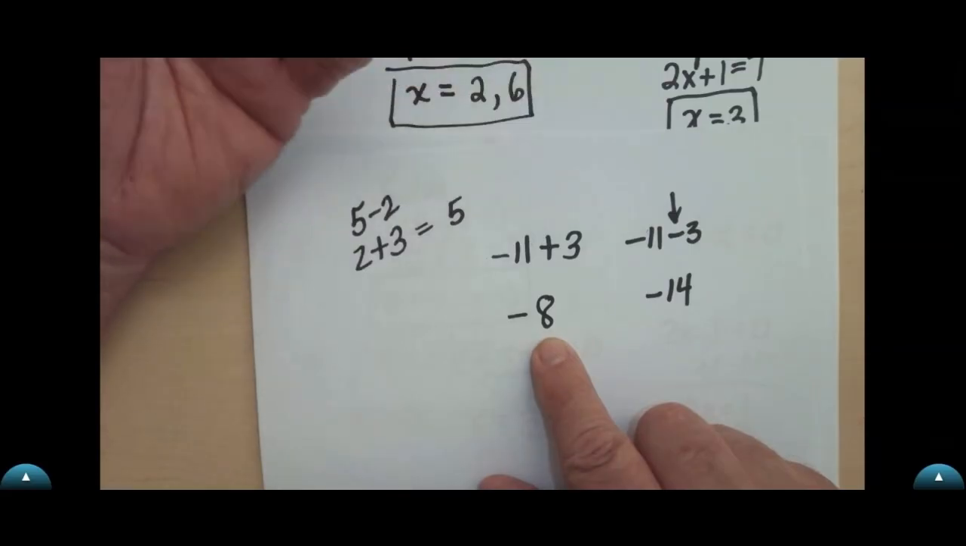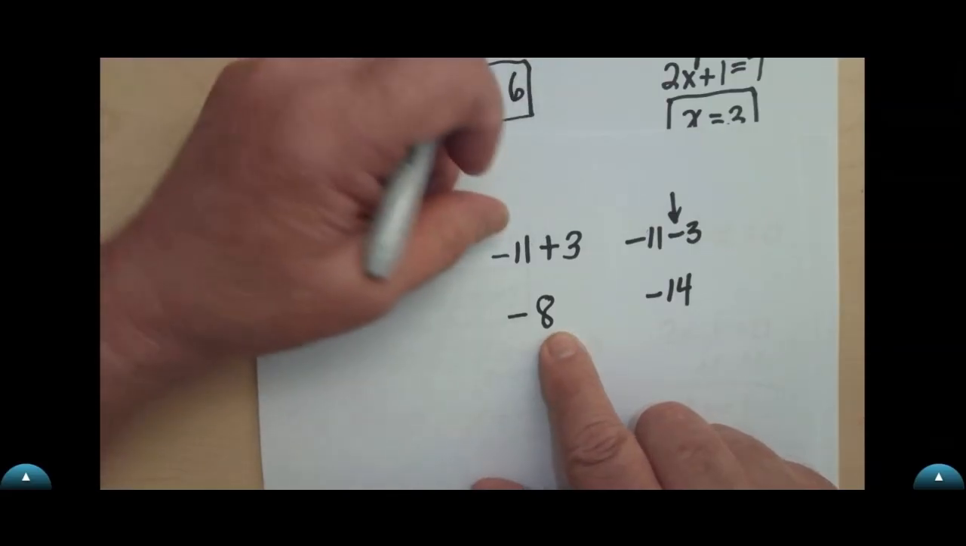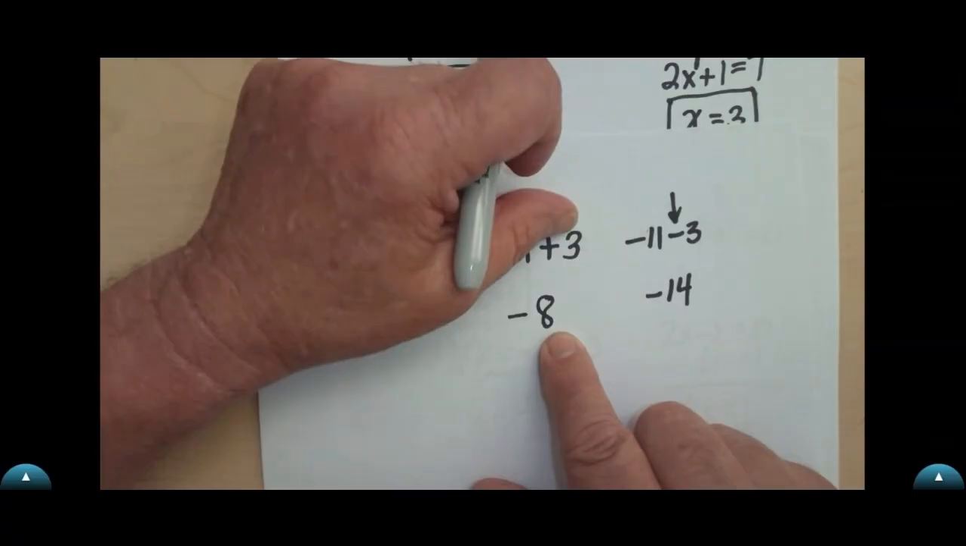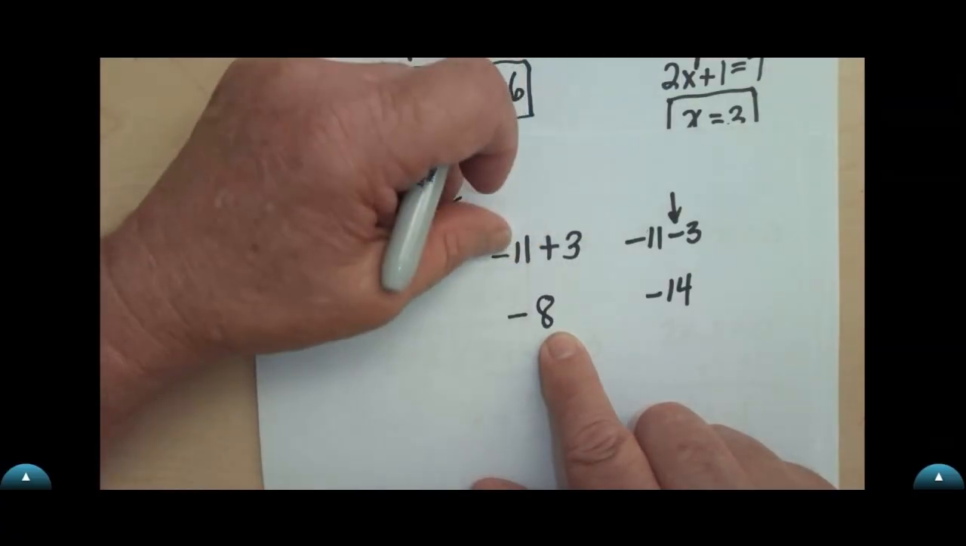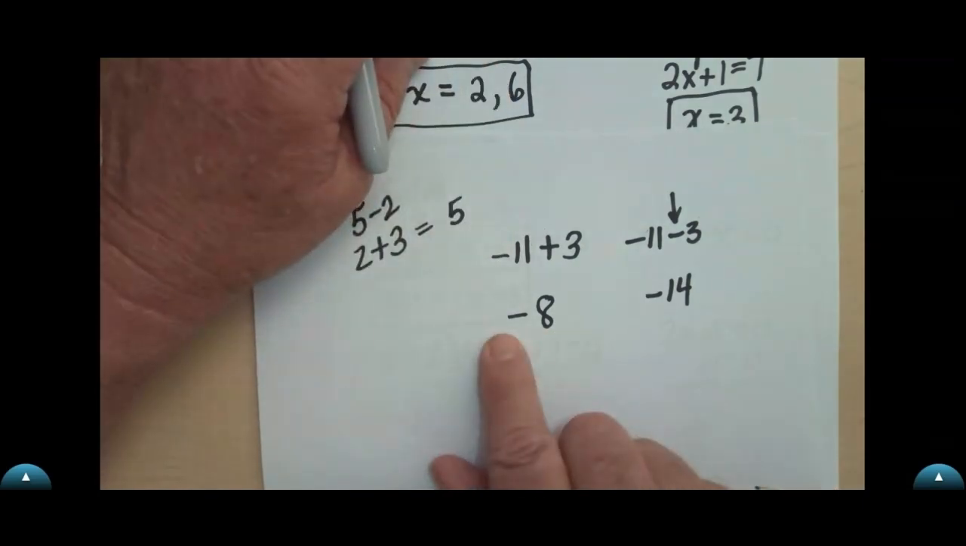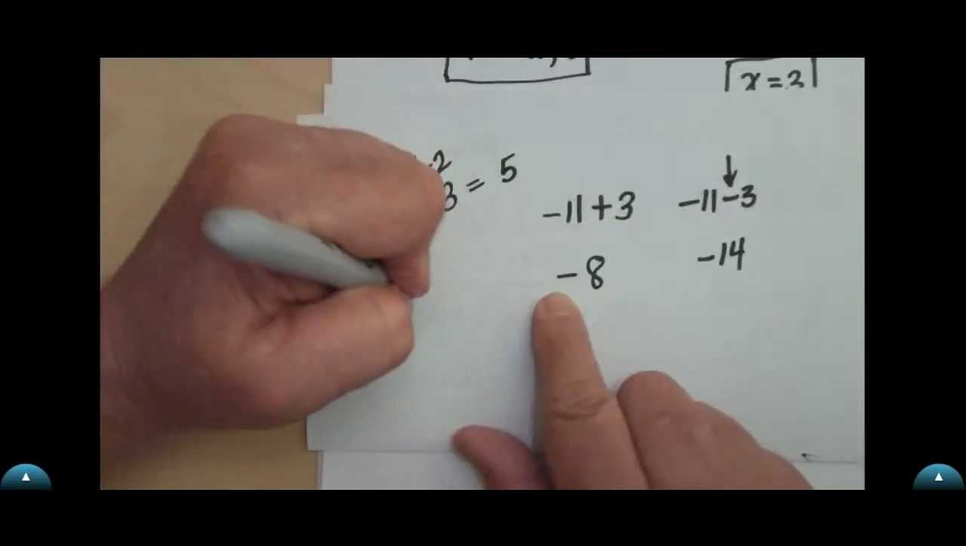So I subtract. I just do 11 take away 3 is 8. Then I look at the numbers. 11 is bigger than 3. I'm ignoring the signs. 11 is bigger than 3. That means I need to keep the sign that goes with the 11, which is the negative sign. Everybody see that? See, here's 1st grade subtraction.